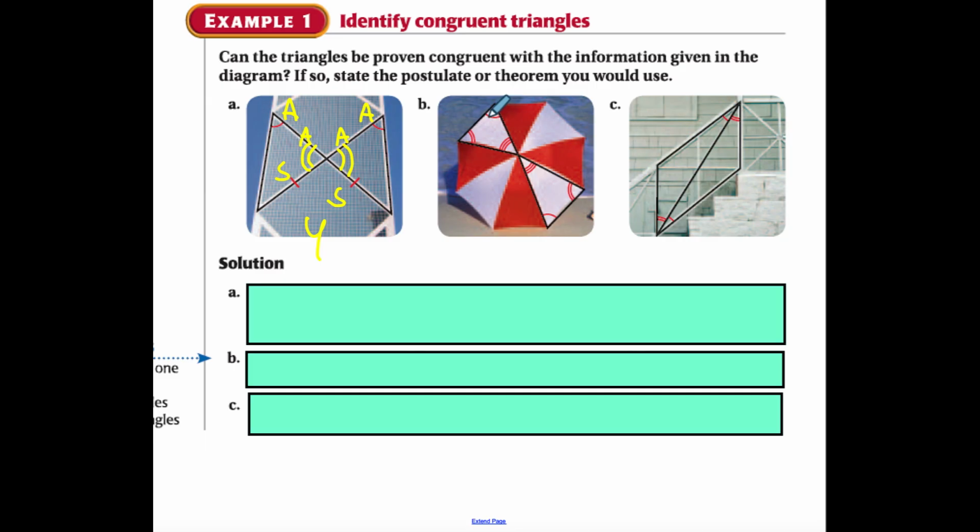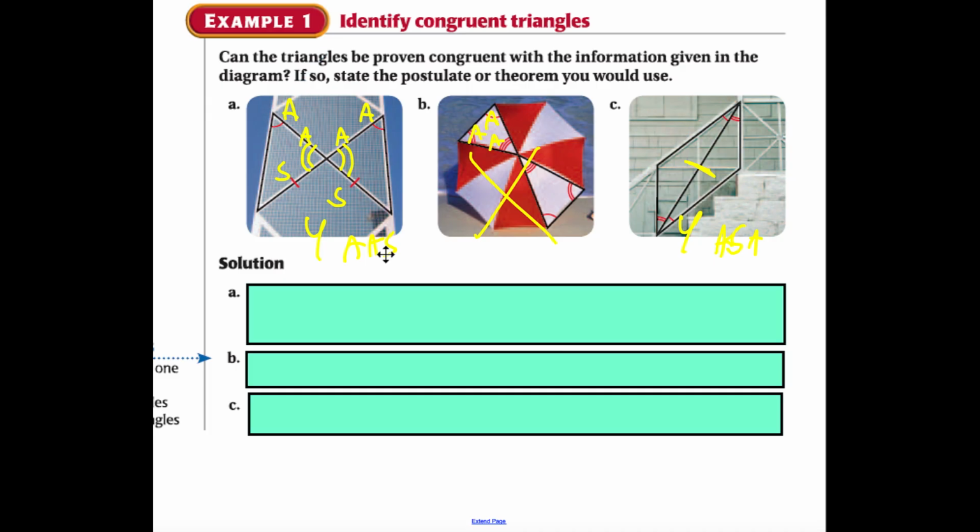This one has angle, angle, angle. I don't think that works, right? All angles ain't no good. So I'm thinking this one's a big no-go. What about this one? I have two angles, so there's angle, angle. Oh, but guess what? We got that shared side in the middle, the reflexive property of congruency. So I'm thinking that this one's a yes too because of angle, side, angle this time. Remember, this one over here I think was angle, angle, side. Let's see how we did.